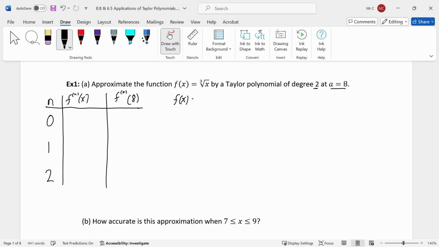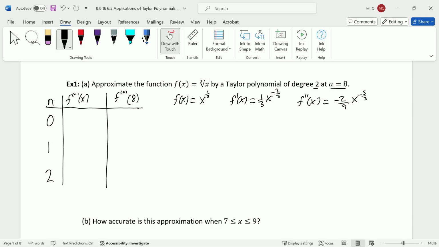So first of all, f of x is the same thing as x to the 1/3 power. So when we take the first derivative, this is 1/3 x to the negative 2/3. And when we take the second derivative, we get negative 2/9 times x to the negative 5/3.